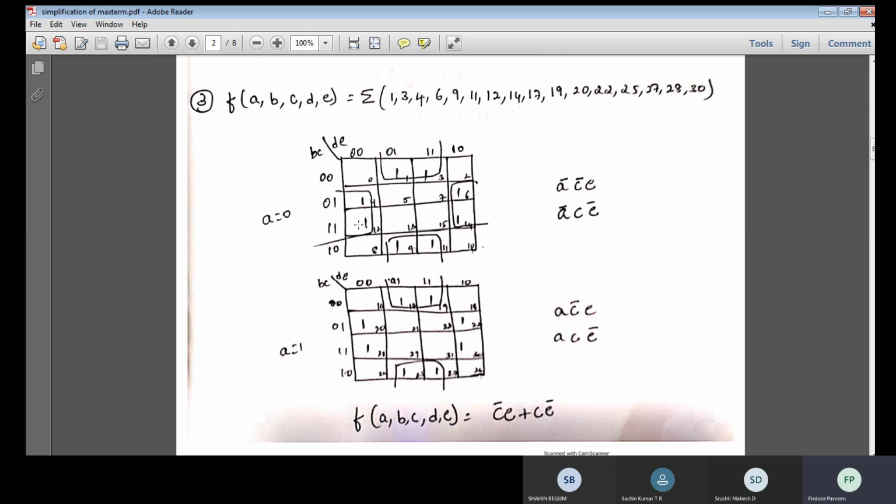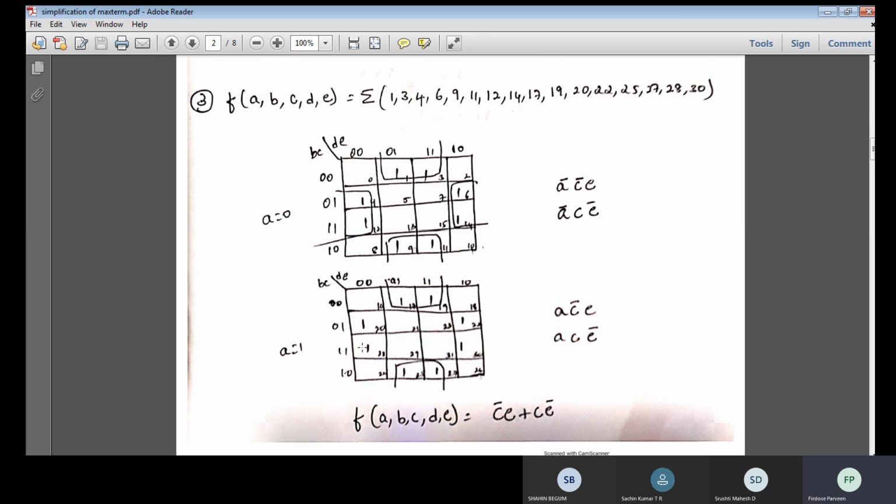So corresponding row, what you'll be getting, it is B here. Sorry, it is C. This is B bar C, this is BC, so what is common is C. Corresponding column, it is E bar. So here it is C, here it is E bar. And A is equal to 0, so it is A bar. So I'll be writing A bar, C, E bar.